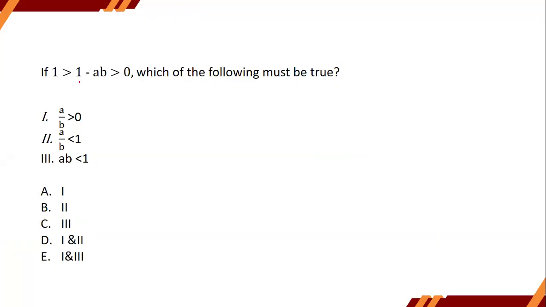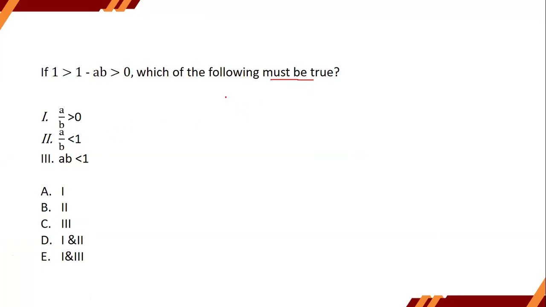If 1 is greater than 1 minus AB, which is greater than 0, which of the following must be true? So this is a must-be-true question. That means these options are always true for any given values of A and B as per the condition given in the question. All right, so let's get started.